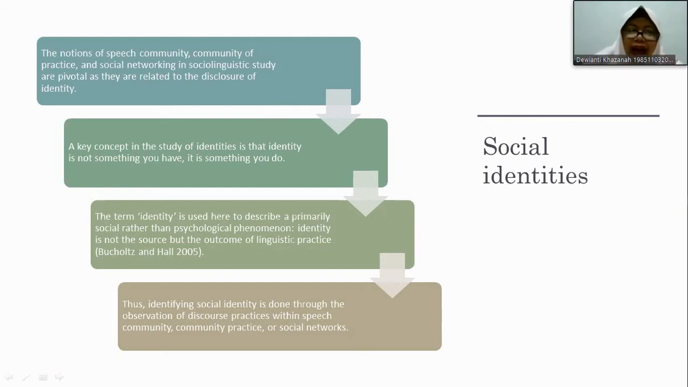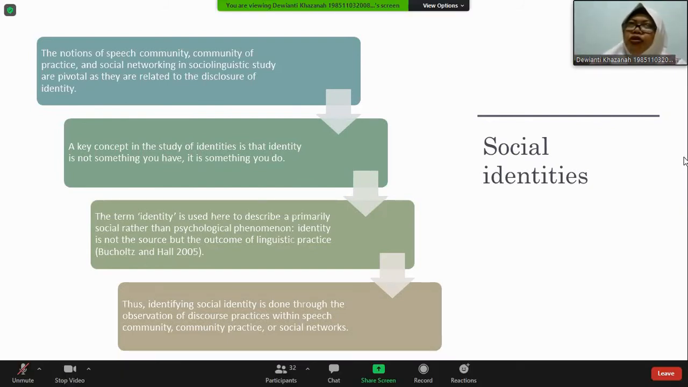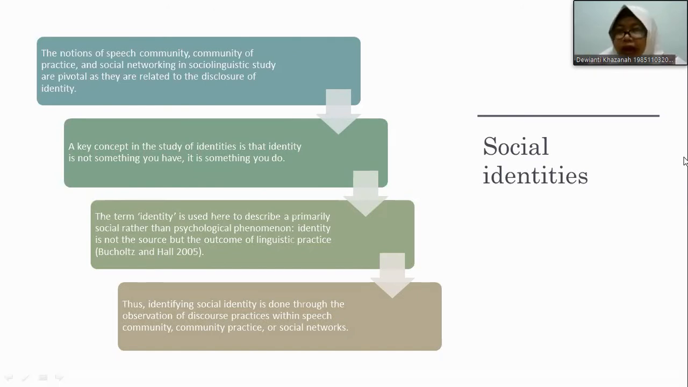Okay? Thus, identifying social identity is done through the observation of discourse practices within speech community, community of practice, and social network. So, the way for you to know the identity of speakers is by looking at his or her linguistic practice in community of practice, speech community, or social networks. Because from those linguistic practices, you know how a person, a speaker, tries to associate themselves. How they try to associate or affiliate themselves with a certain speech community or certain community of practice.